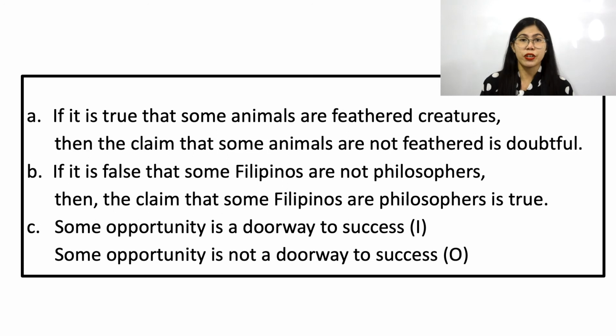Okay, let's have another example. Some opportunity is a doorway to success. So that is symbol letter I. Another example. Some opportunity is not a doorway to success. That is symbol letter O.